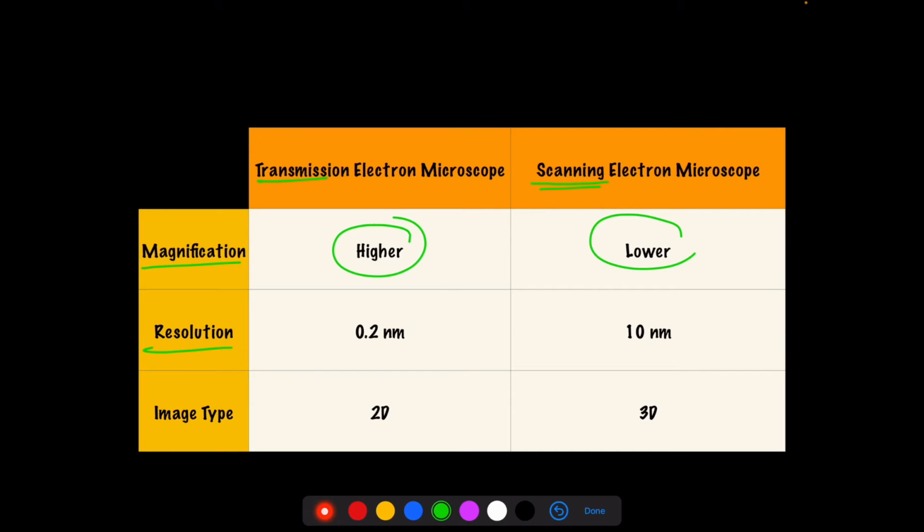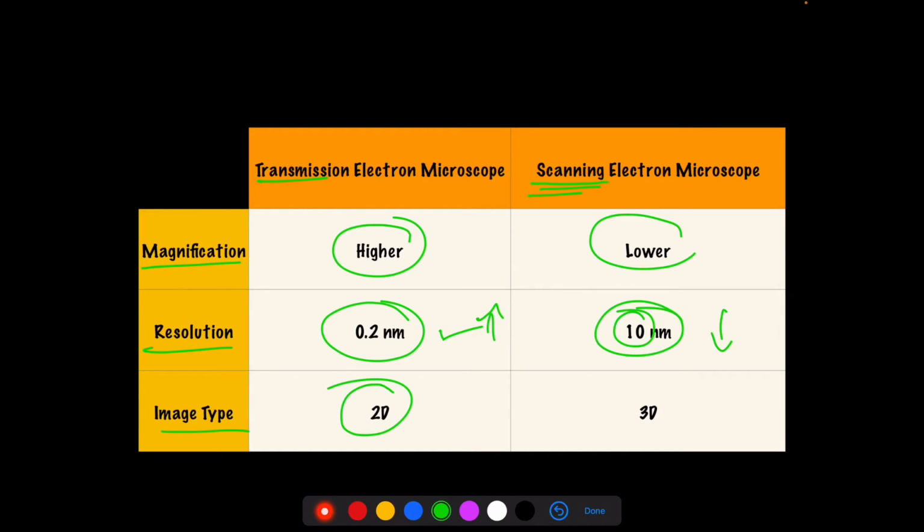So the resolution as well, the transmission electron microscope has a better resolution. A scanning electron microscope has a lower resolution, right? Because remember, the greater the number, the lower the resolution. Image type: a transmission electron microscope shows you 2D images, while a scanning electron microscope shows you 3D images, however, at a lower magnification and a lower resolution, but it can show you 3D objects, right?